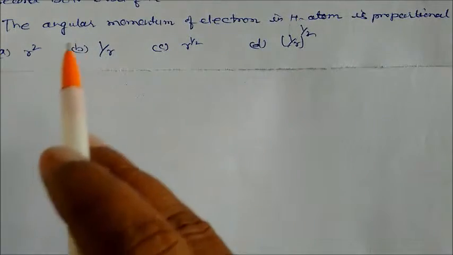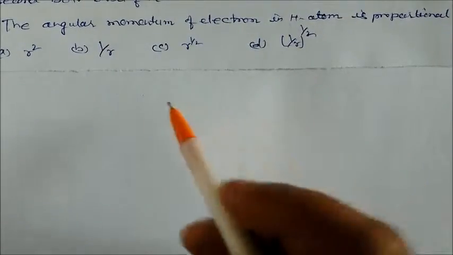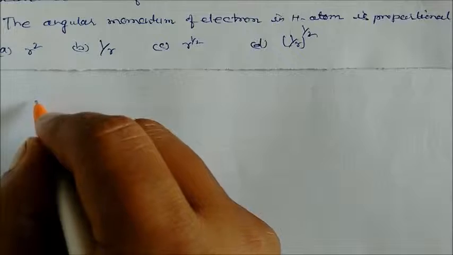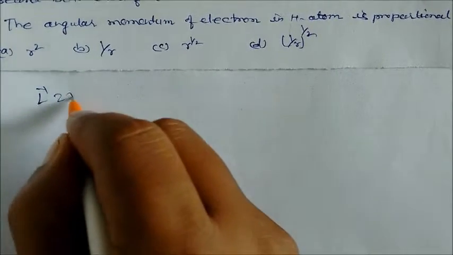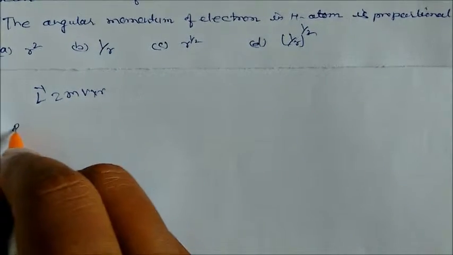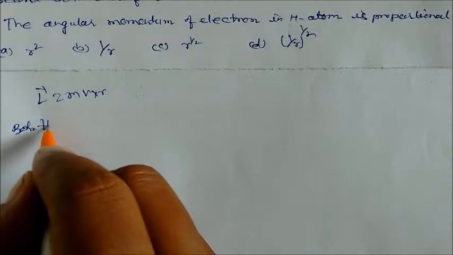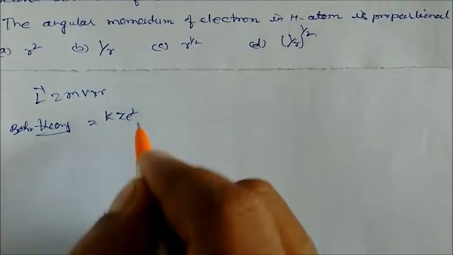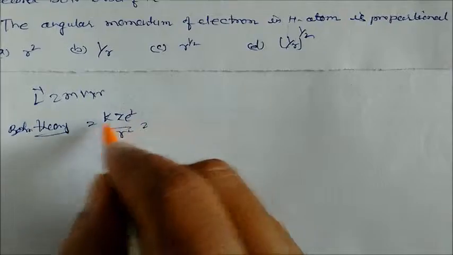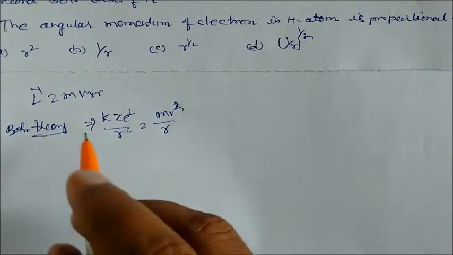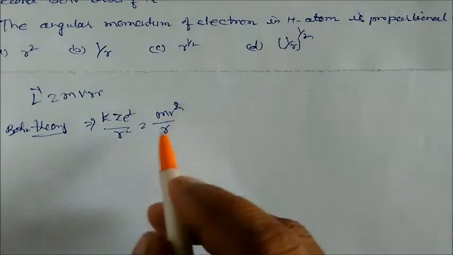The angular momentum of the electron in a hydrogen atom is proportional to, so there we have 4 options. We have to find which option is correct. The angular momentum is equal to m into v into r. From Bohr theory we know very well that k z e square by r square equals mv square by r. This is centripetal force equal to electrostatic force.